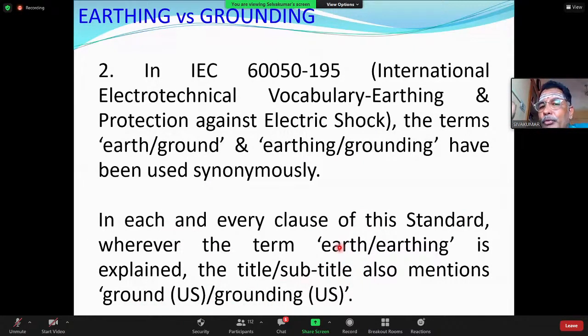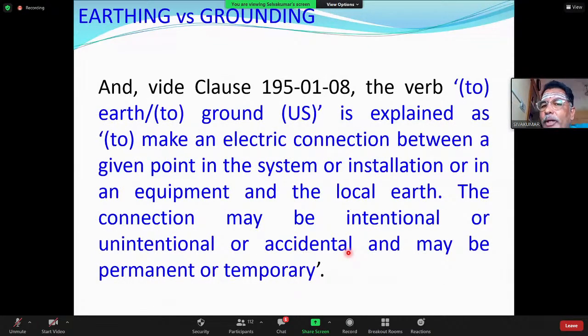And again, if you see the definition of the terminology of earth or earthing in the electrotechnical vocabulary, that is class 195-01-08 of the IEC 60050 subsection, both these terms are appearing in the standard. To earth or to ground is explained as to make an electric connection between a given point in the system or installation or in an equipment to the local earth. They also clearly specify that the earth or ground is one and the same, even in IEC. So it is clear from the term, even in IEC, earthing and grounding are the same.